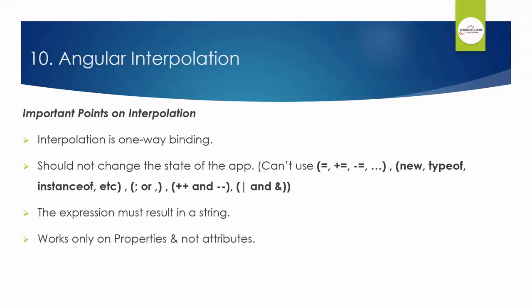It works only for properties, not for attributes. We will discuss this point in our upcoming video in detail. As you must understand, interpolation and property binding can set only properties, not attributes. For attributes, we need to use attribute binding. We will discuss this in our upcoming video with the details.